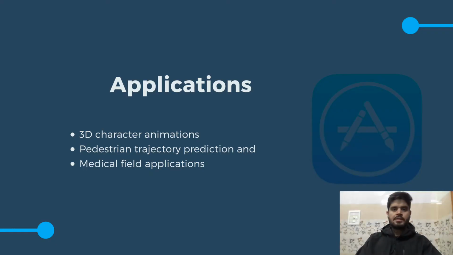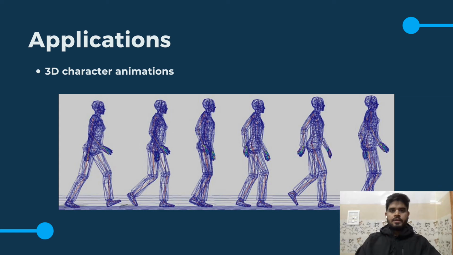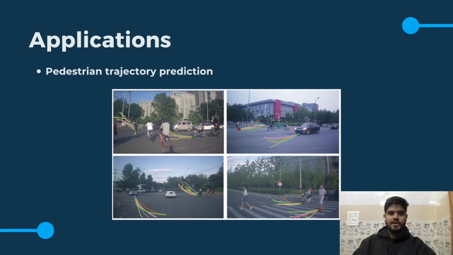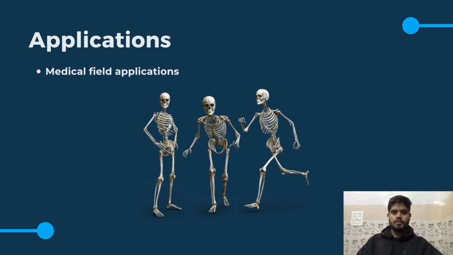Human motion synthesis has several applications such as 3D character animations, pedestrian trajectory prediction, and medical field applications. 3D character animations are used in video games and animated movies. Pedestrian trajectory prediction can be used to predict the future location of pedestrians and avoid any accident. Human motion synthesis can be used to check the efficacy of surgery before it is performed.